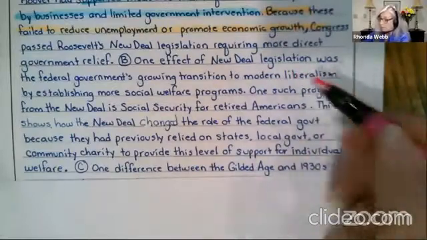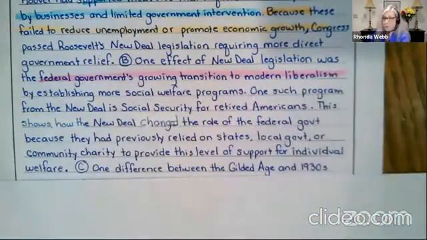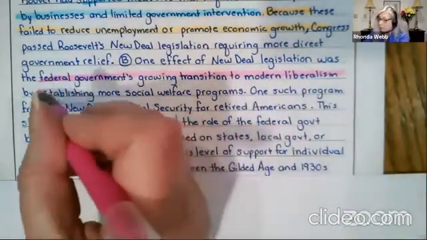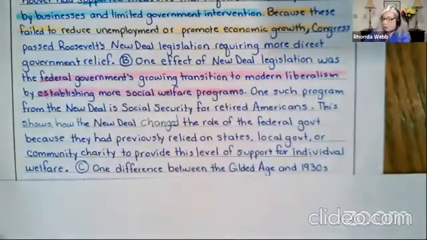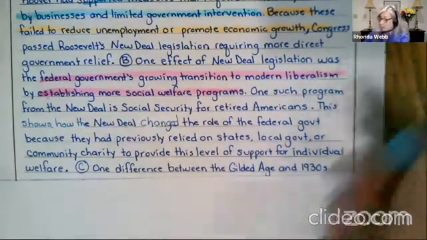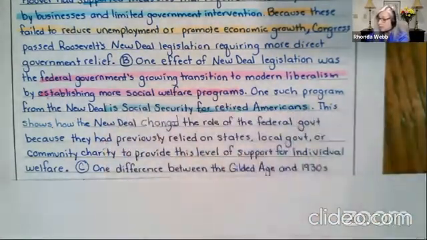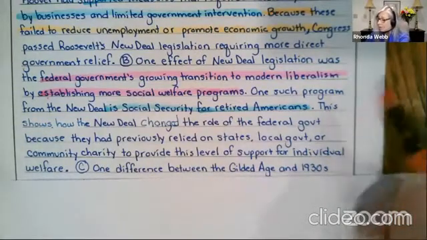An effect of the New Deal legislation was the federal government's growing transition to modern liberalism. We talked about that earlier today by establishing more social welfare programs. So I've got to prove that the effect here was that there was more social welfare and growing modern liberalism. One such program from the New Deal is the Social Security for retired Americans. So there's my example, but now I've got to explain, how does this show an effect?